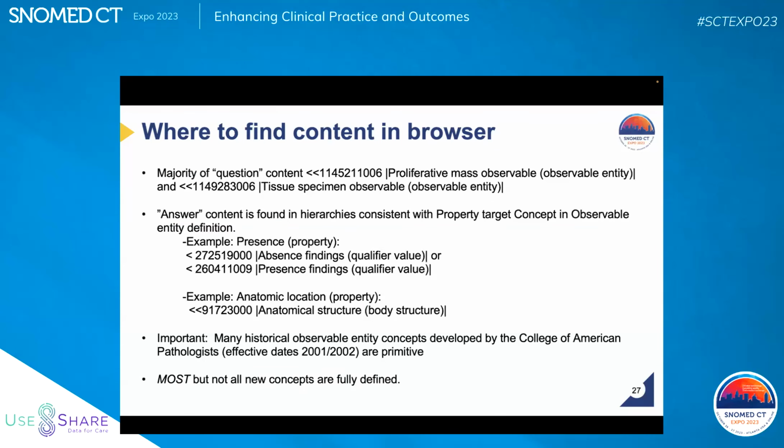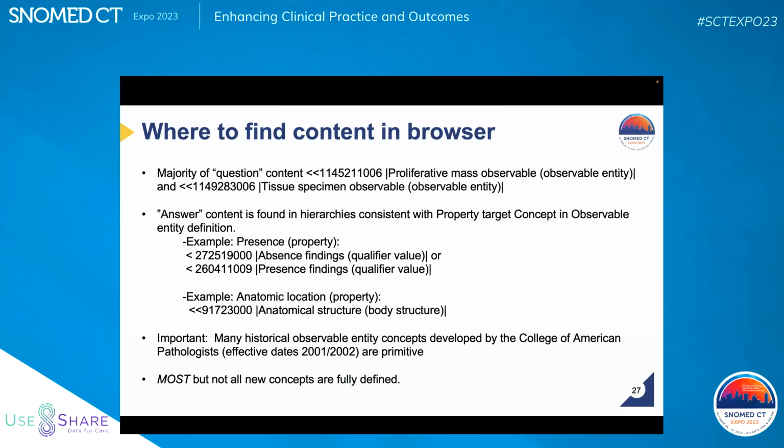All right. We're going to find it in the browser. The vast majority of this content is found under proliferative mass observable. That's because proliferative mass subsumes polyp, and polyps are things that we have to measure as part of cancer. So we had to go up to that level. Also tissue specimen observable, because some of the things that we're measuring really are about specimens that we've taken out.